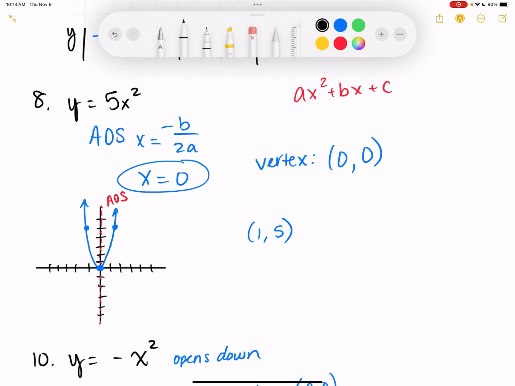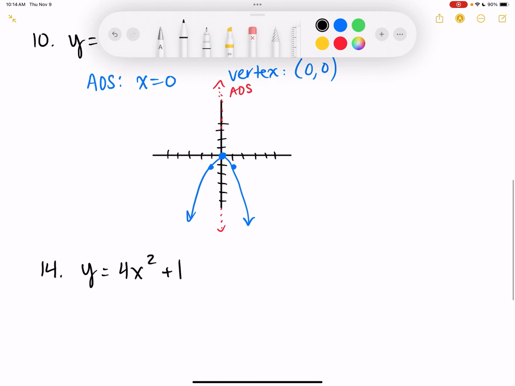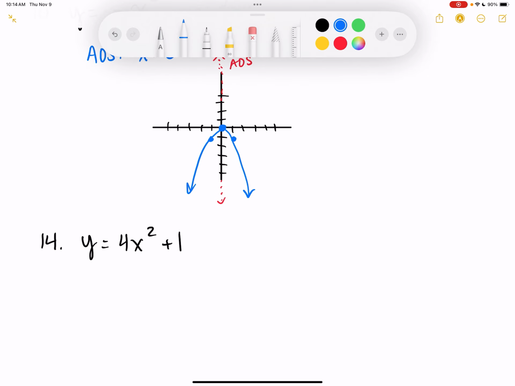I do not have a b term, so that's going to be 0. So my axis of symmetry for this one is still going to be at x equals 0. But my vertex now is going to be at 0, and then if I plug in 0 for x, what am I left with? 1. So 0, 1.